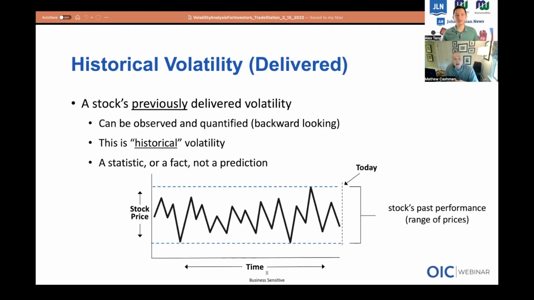This is historical volatility that I just described. It's previously. Now, the important part about historical volatility is that it is backward looking. It looks this way because you can't look forward into historical volatility. Historical volatility is based on closing prices. It's a statistic. It's a fact. It is not a prediction. It is backward looking, and it just measures how much something moved.